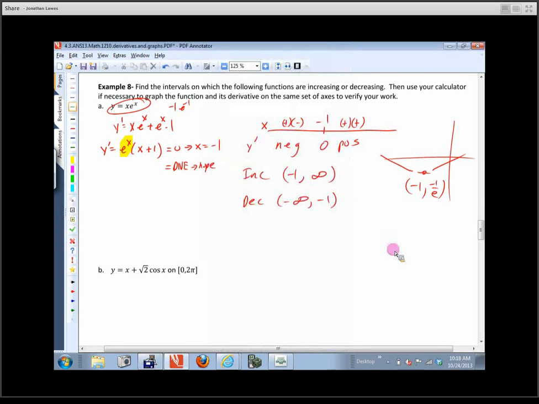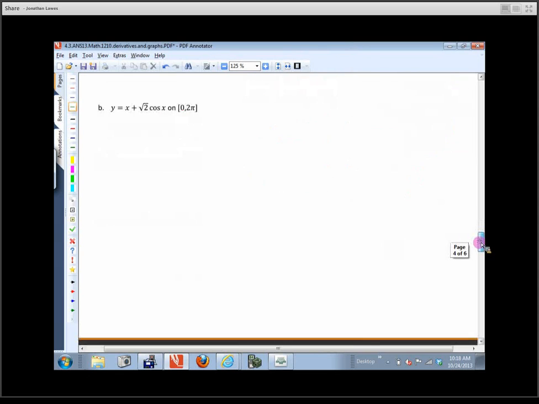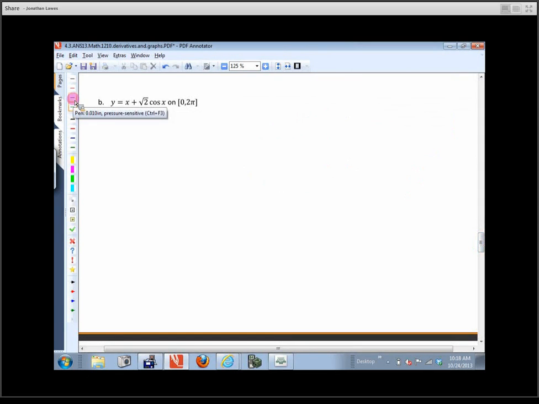Okay, let's take a look at the next one. Same instructions for this one. All we want to do is identify the intervals of increase or decrease. So we've got a restricted domain. We're only going to go from 0 to 2 pi.